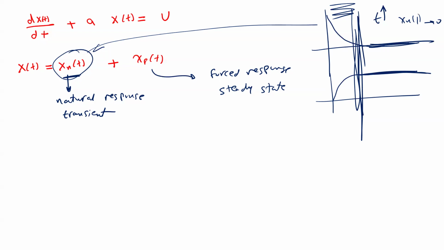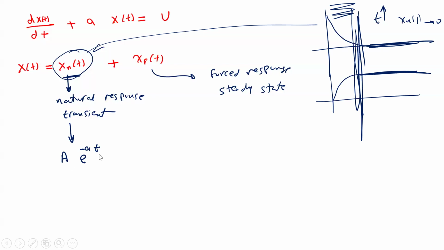So you are telling us now the solution. If you have an equation like this one, this is the solution. This part I'm going to call the transient. This part I'm going to call the forced response or steady state. Let's start with the transient part. This one is actually equal to A e to the negative A t.